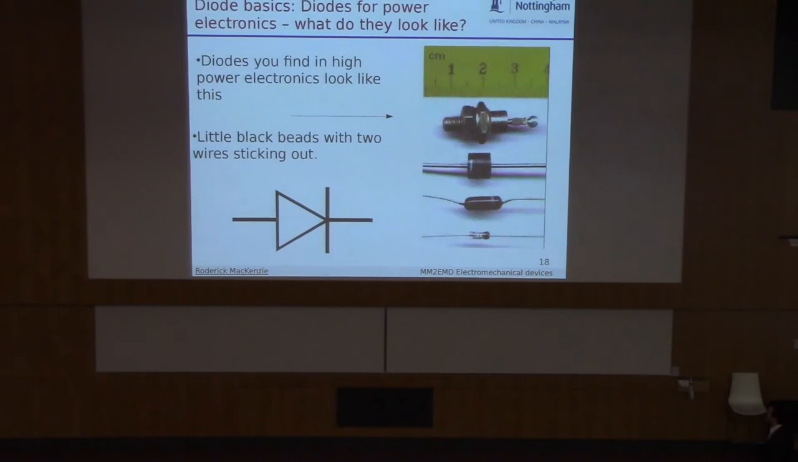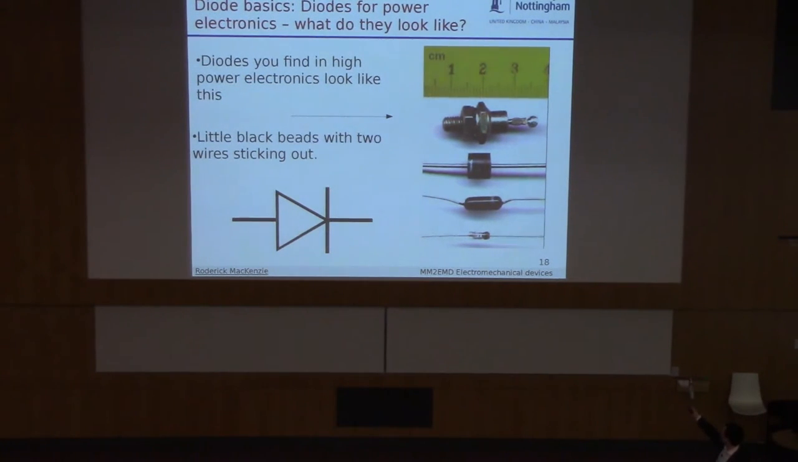So, the basics. These are diodes up here. All these are diodes. They come in different packages and different forms. And this is the symbol for a diode. It's very important which way you put a diode around, because I'll explain why in a minute. Can you see there's a triangle and a bar?